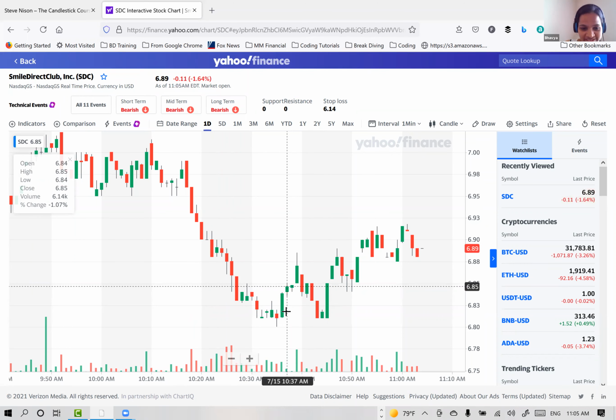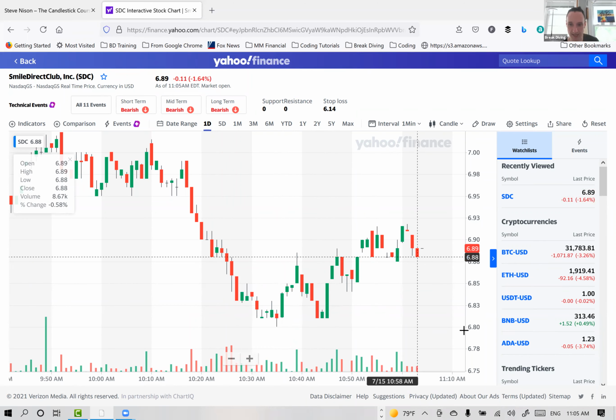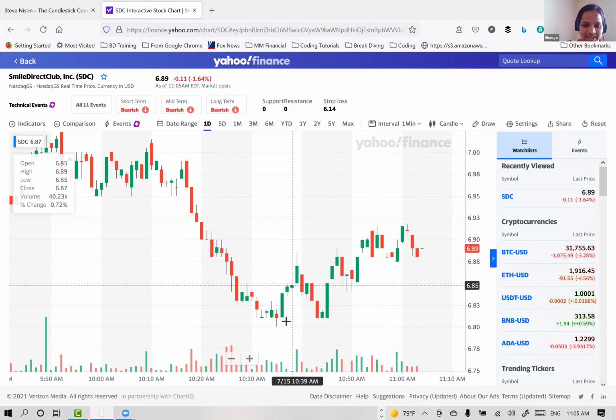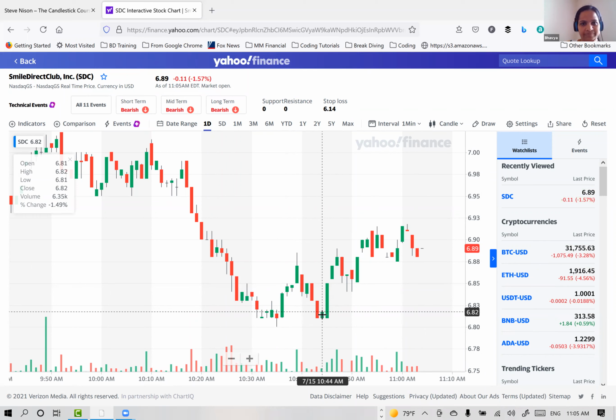If we're just looking at this, there is a strong support there. Can you see that line, around 6.8? I would consider the lower shadow, this one, right? Around 6.81. And it's 6.9 right now. So we've got support there.